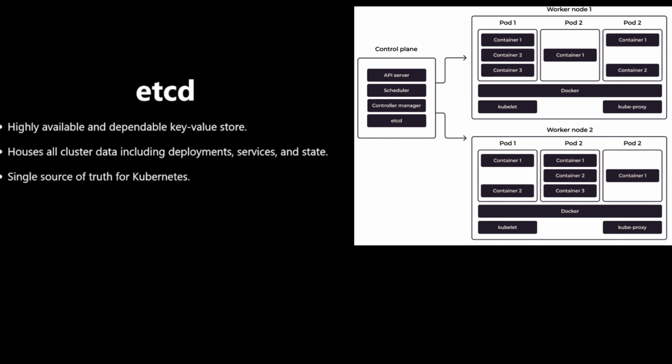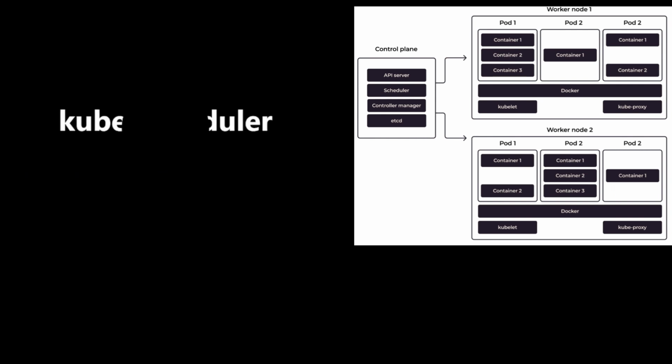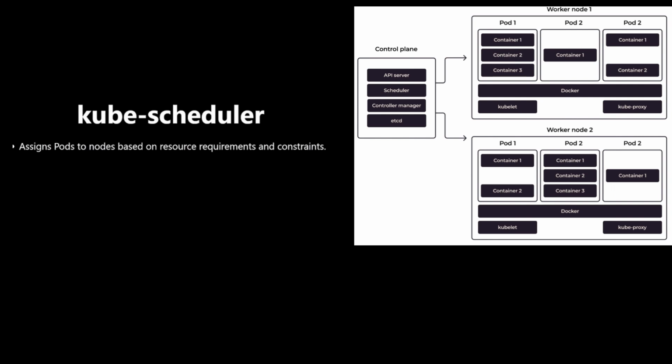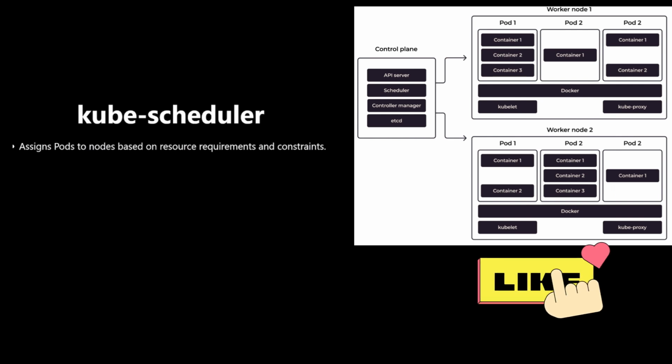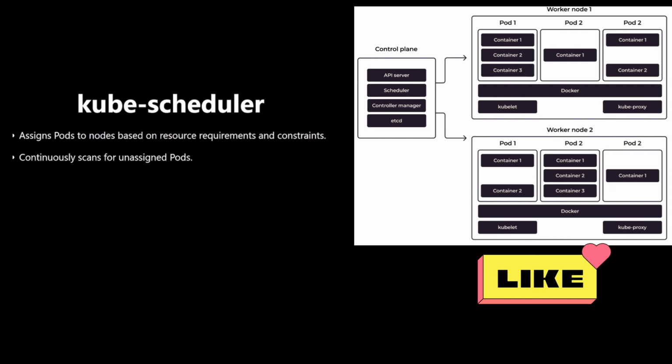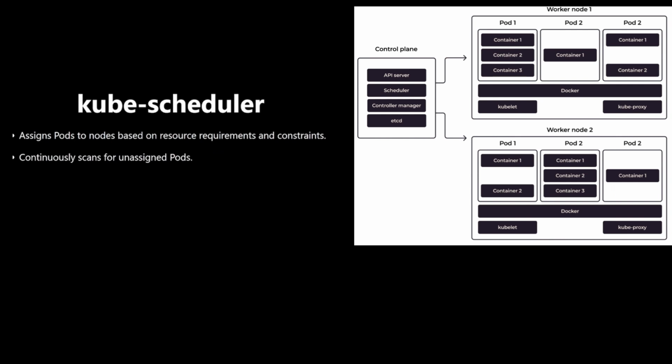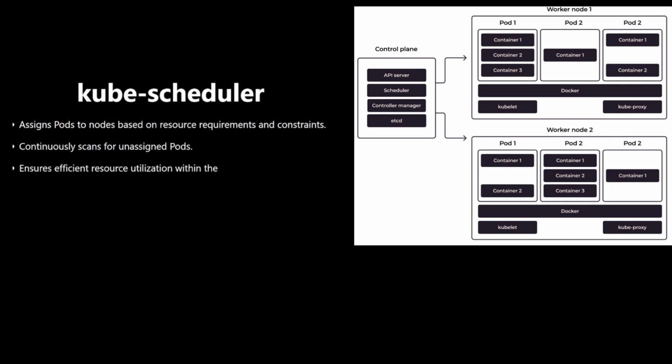Kube-scheduler. This component is continuously on the lookout for pods that haven't been assigned to a node. It evaluates the resource requirements of each pod and allocates it to the most appropriate node based on factors like available resources, for example CPU and memory, and other constraints.